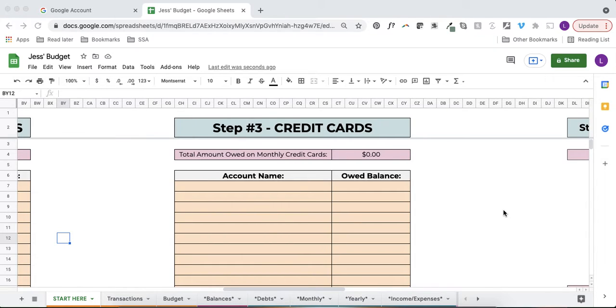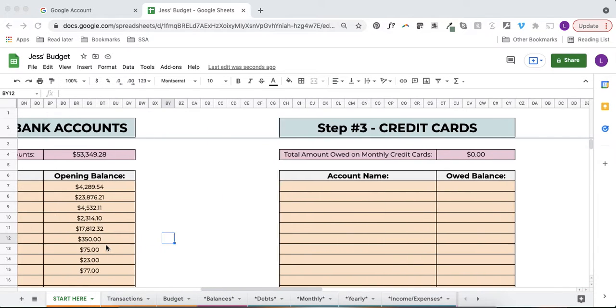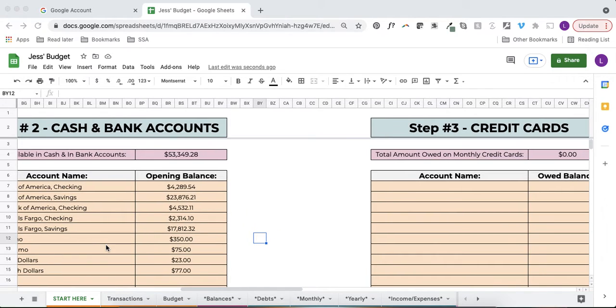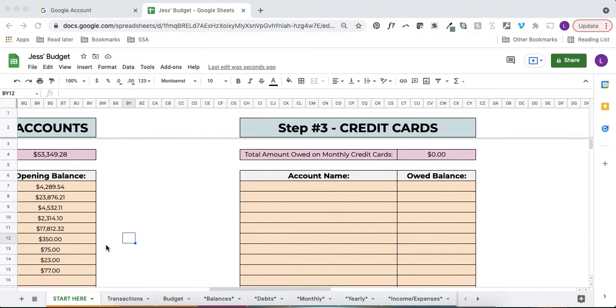Okay, so in this video, I'm going to show you how to set up step number 3, credit cards, on the Start Here sheet of the Learn to Budget budgeting spreadsheet. In the last video, I showed you how to set up your cash and bank accounts, and setting up your credit cards is pretty similar. However, there's one very important thing I need to say first about credit cards.